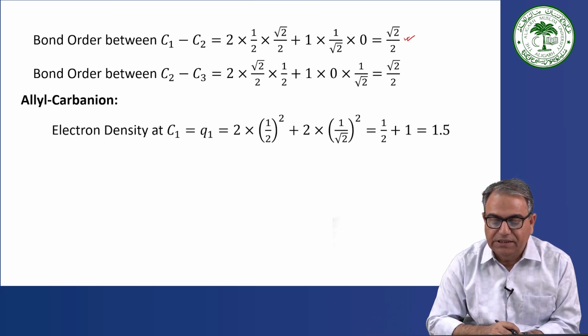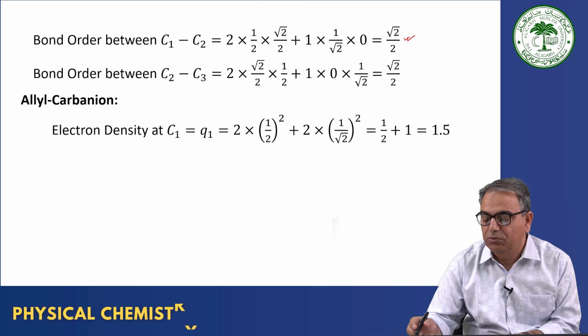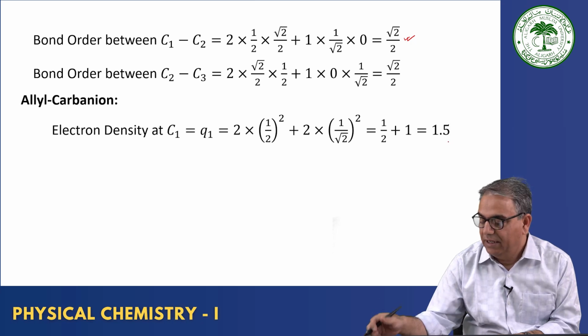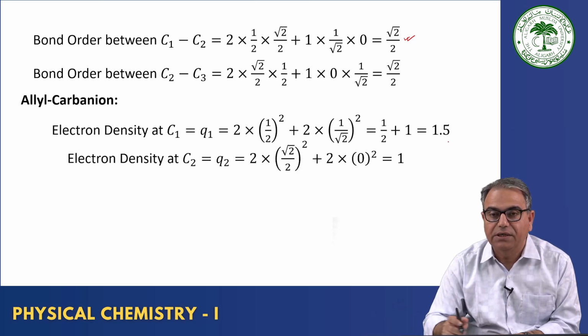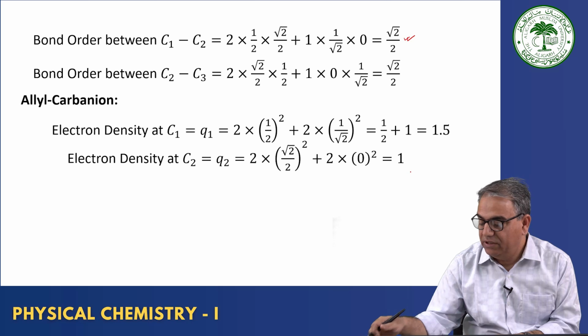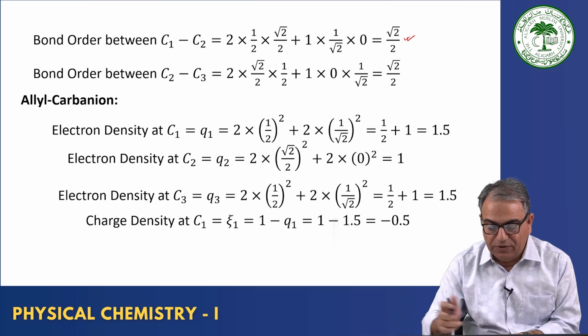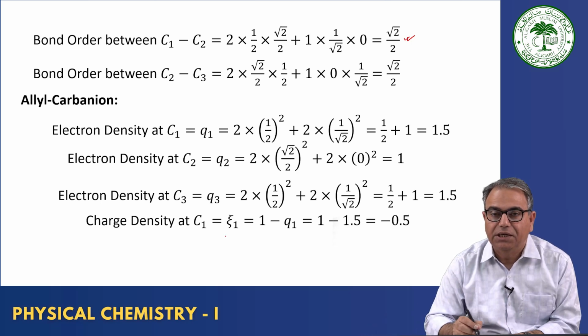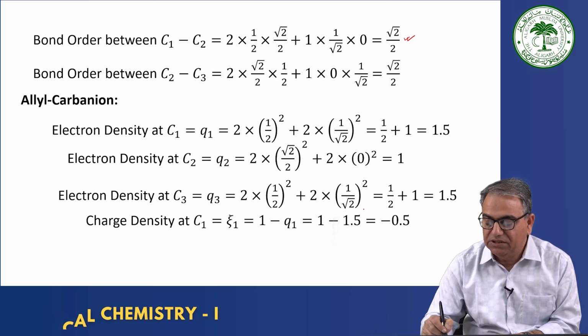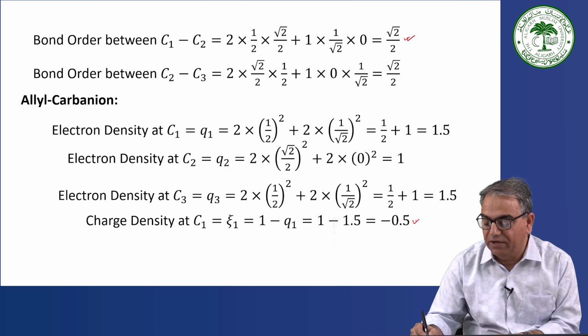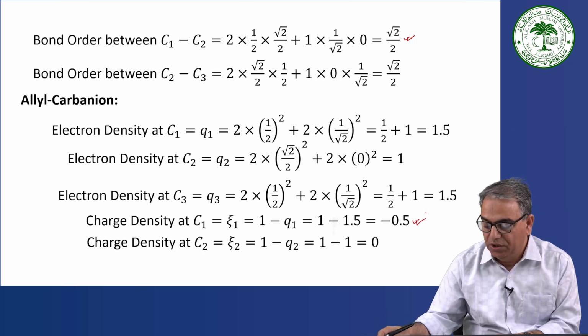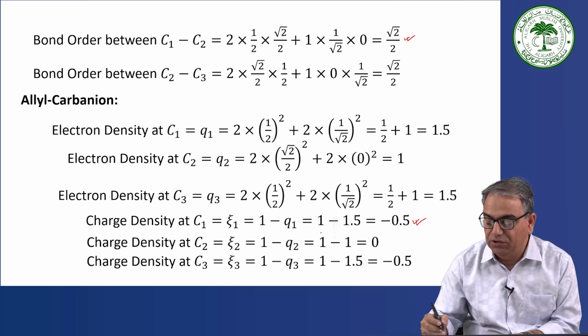So electron density at C1 if you calculate, it comes out to be 1.5. Okay, electron density at C2 if you calculate, it comes out to be 1. Electron density at C3 if you calculate, then again it comes out to be 1.5. And what does it mean? If you calculate the charge density at C1, it will be 1 minus Q1. So 1 minus 1.5 will give you minus 0.5. At C2, it will be 0 because 1 minus 1 is 0. And at C3 again you have minus 0.5.